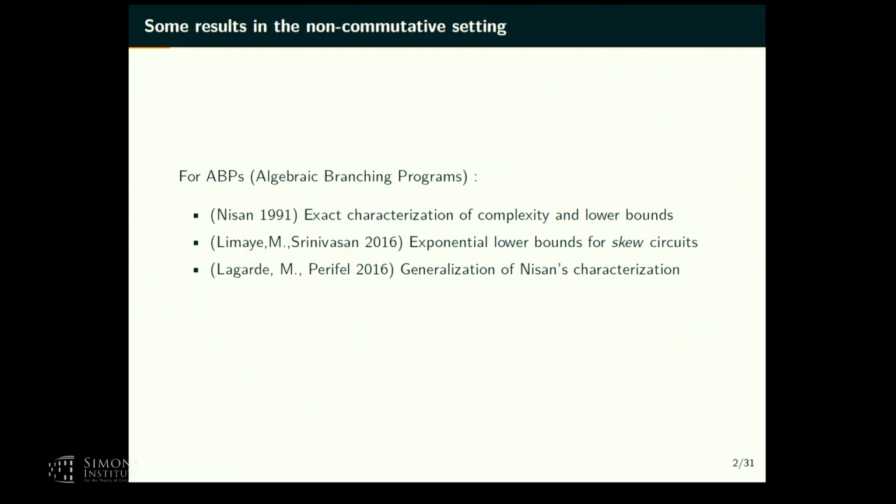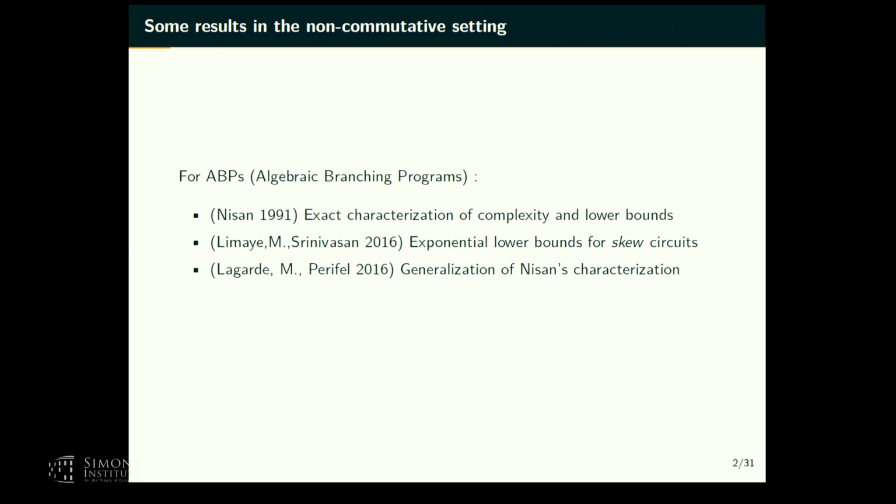Basically, I'm going to be talking a little bit about the non-commutative setting and then some things a bit different afterwards. But the main question comes from the results that we have on algebraic branching programs. And this is mainly this really beautiful result from Nisan, which gets an exact characterization of the complexity for non-commutative algebraic branching programs. And there's been some work in non-commutative computation over the years.